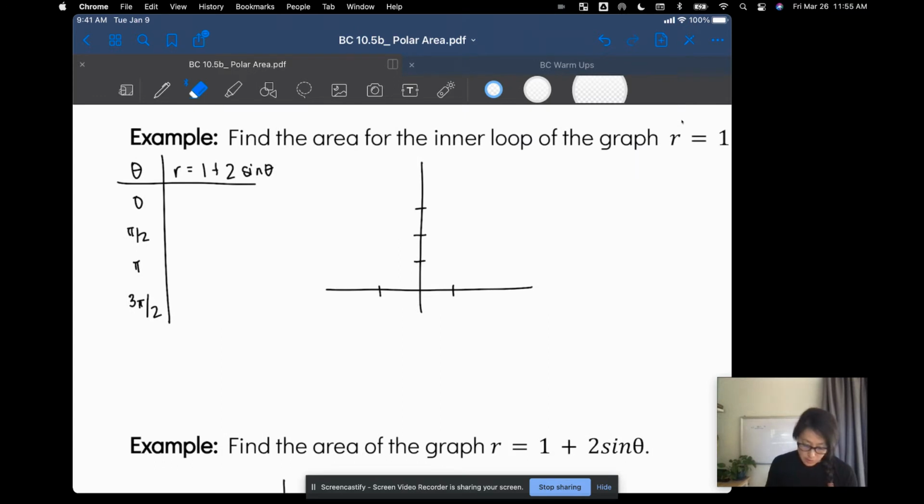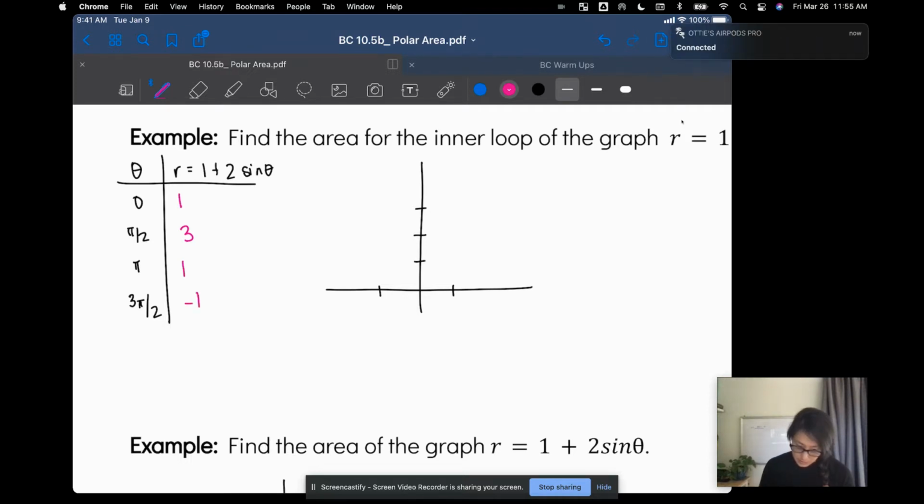When theta equals 0, I have 1. When theta equals pi over 2, sine is 1, so that would be 1 plus 2 is 3. And back to sine 0 at pi is 0, so again 1, and then sine of 3 pi over 2 would be negative 1. So 1 minus 2 is negative 1. I'm going to draw this in.